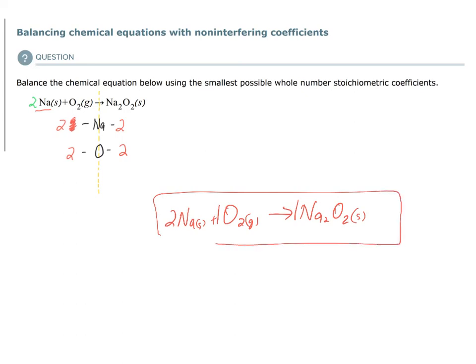So what does the balanced chemical equation give you, really? The proportions in which these substances react with each other, are produced or consumed. This means I need twice the amount of sodium than oxygen to produce this sodium peroxide. 2 moles of this for every 1 mole of this create 1 mole of this.